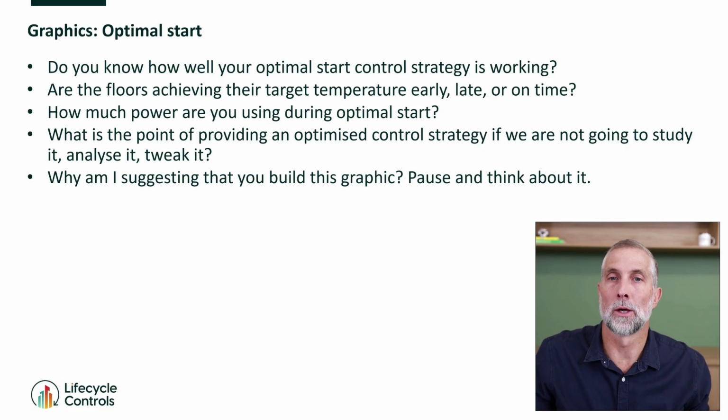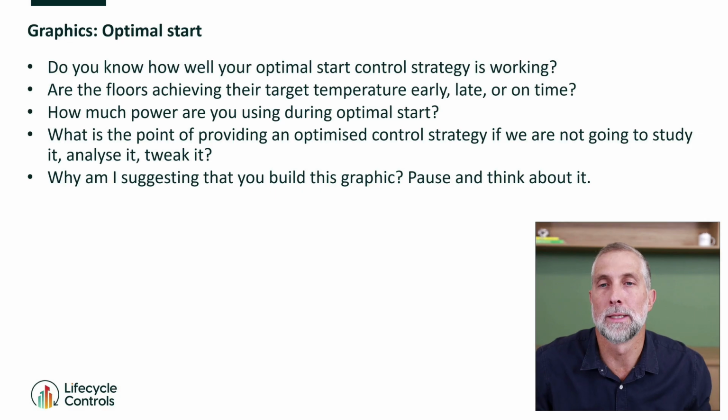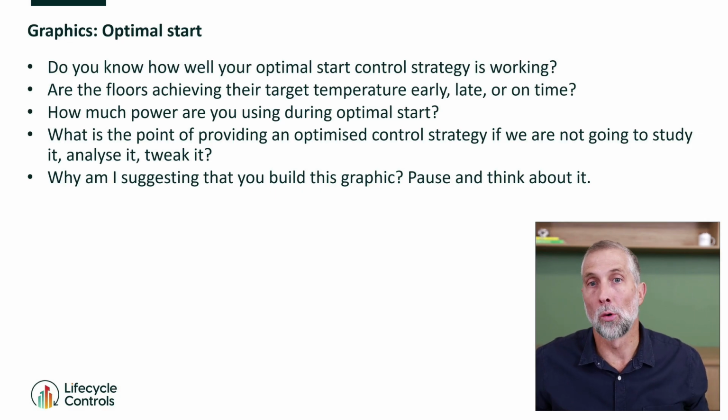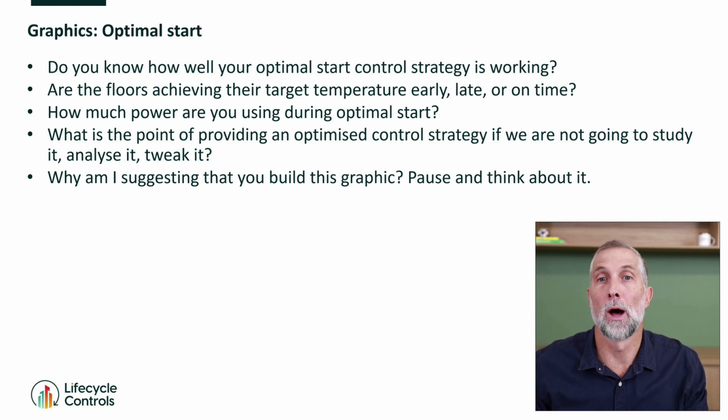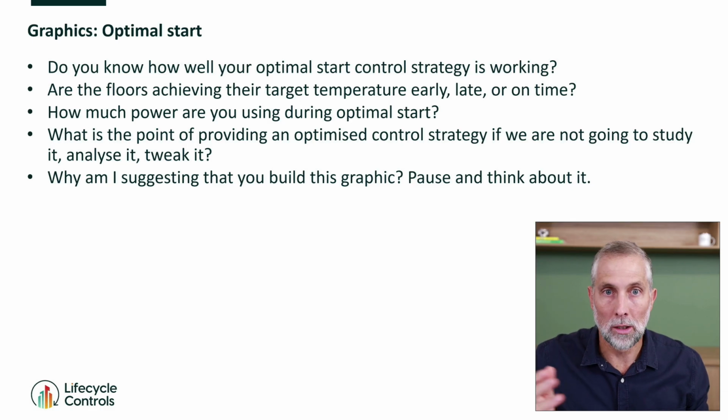It did not achieve target temperature within 15 minutes of occupancy time, whatever. And there's no reports. There's no report that gets issued once a month that you could run that shows the performance of the optimal start over the last month. How did it go from Monday to Friday? Did you achieve target temperatures at 8 o'clock? How much power did you use?